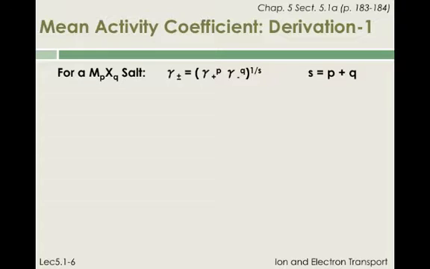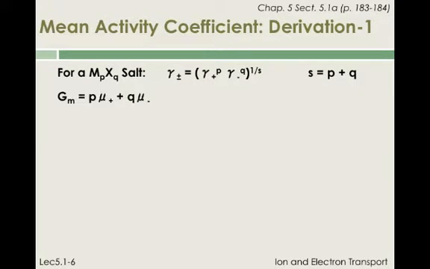On the following slide, we will obtain a second expression for the free energy of 1 mole of salt dissolved in water using gamma plus minus, the mean activity coefficient. Comparison of these two expressions will lead to the desired relationship between the mean activity coefficient and the individual activity coefficients for the anions and the cations.